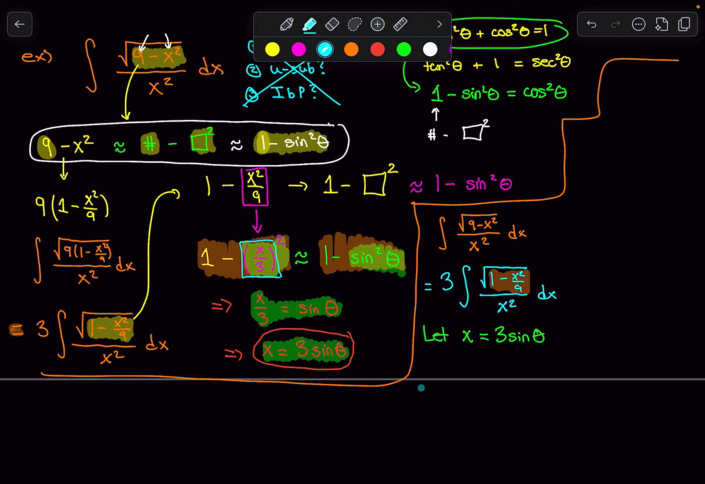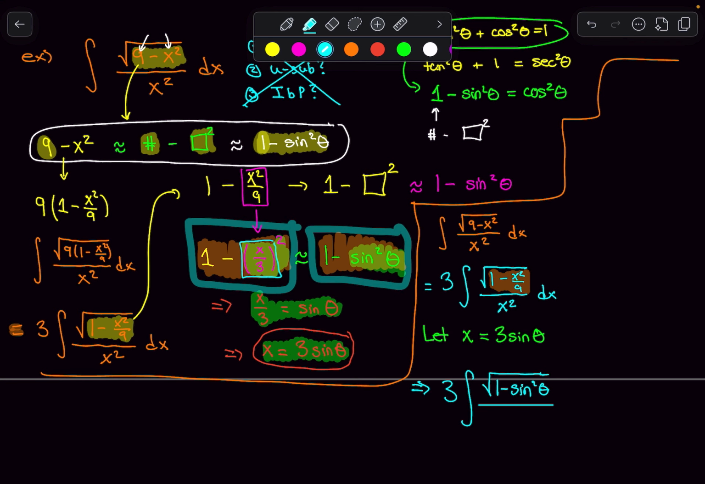We've already done that. This is going to become 3 times the integral of the square root of 1 minus sine squared theta. We already know in that square root, we're going to get 1 minus sine squared theta, again, from the work that we did over here. The whole point of choosing x equals 3 sine theta was because it achieves our goal that 1 minus x over 3 squared looks a lot like 1 minus sine squared. That's what's going to happen.